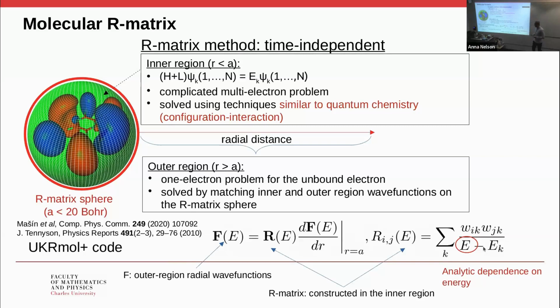The key equation of the R-matrix theory is this matching equation, which uses the R-matrix, the quantity constructed in the inner region, to match the wave function in the outer region, which is this F. The expression for the R-matrix is such that it contains these boundary amplitudes, w_ik and J_k, which are constructed from the inner region solution. The R-matrix depends on the energy for which you're solving the Schrödinger equation, and the energy dependence is analytic. This is the really key property of the R-matrix, because these amplitudes, you get them only once. You solve this very complicated problem only once. And then for all energies, you know how the dependence of the boundary condition looks like.